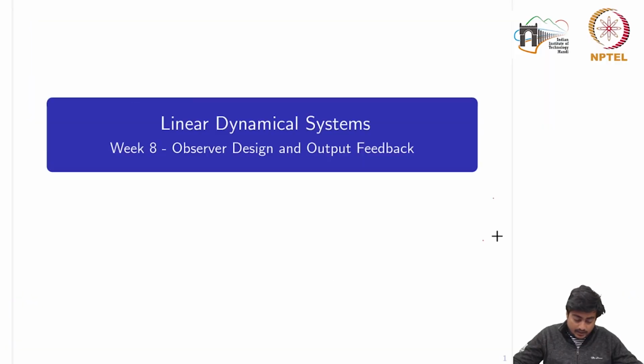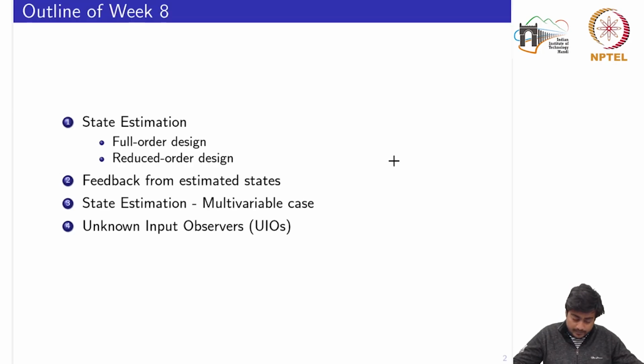So hello everyone. Today we'll be starting week 8 of the course Linear Dynamical Systems, in which we will talk about observer design and we will also see output feedback control. This problem of output feedback we took as a motivation when we introduced the concepts of observability and detectability, and now we will see how we can actually achieve this output feedback.